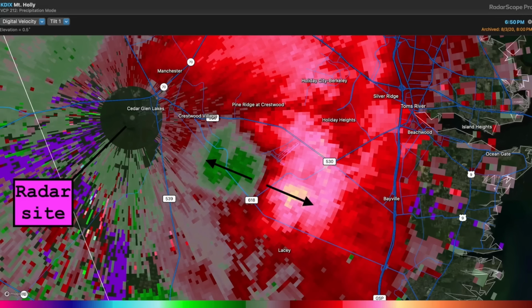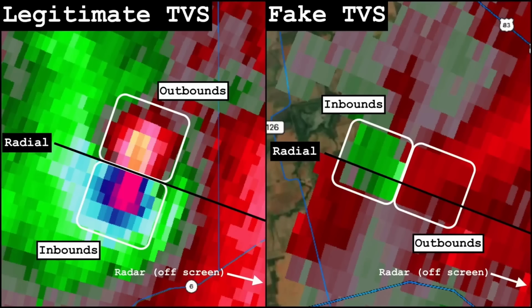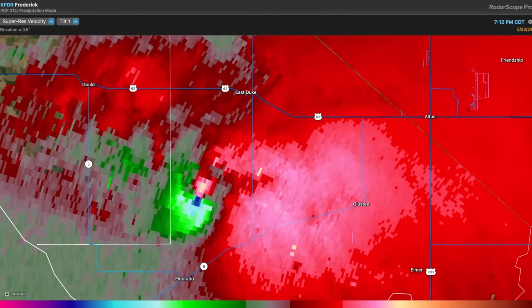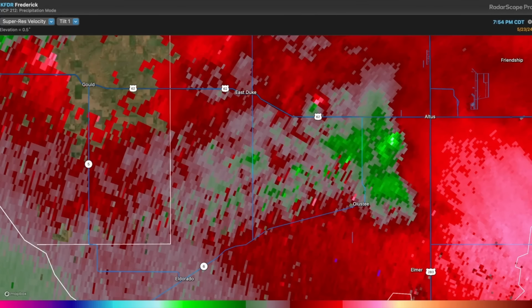Also, TVSs are always symmetric across a radial, whereas convergence and divergent signatures run along radials. If an apparent rotational signature looks like a TVS but is not split in half by a radial, with most or all of the outbounds on one side and most or all of the inbounds on the other, it is not a true TVS. TVSs are generally persistent features as well. In the vast majority of cases, they last longer than one radar scan and therefore can be tracked over time.